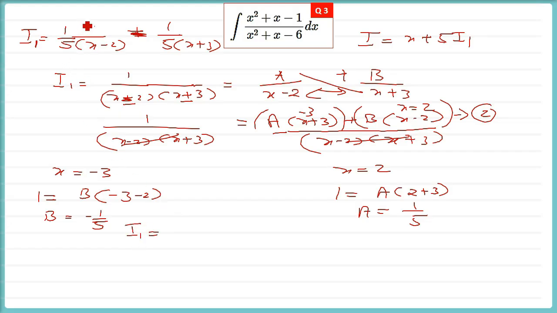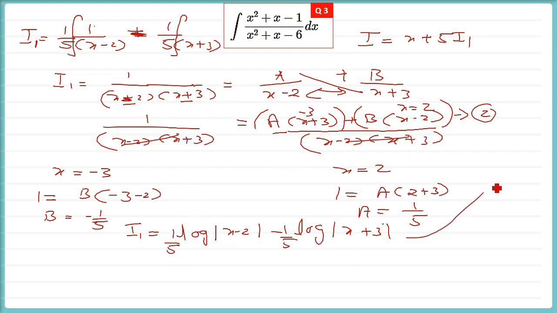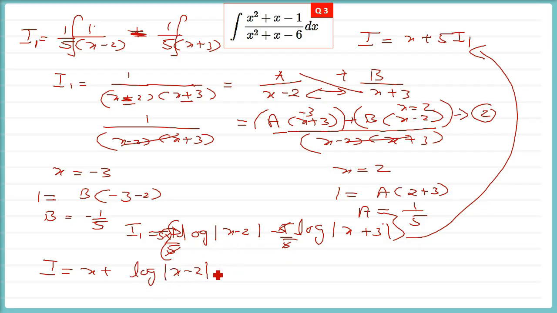So this I1 will be 1 by 5, we can take outside from both the terms. So this will be log modulus of x minus 2, because the integration of 1 by x is log x. Log x minus 2 minus log x plus 3, and don't forget about this 1 by 5. Now you need to multiply this by 5, because you have to add x after multiplying it with 5. When you multiply it by 5, the 1 by 5 will vanish. So only this log modulus of x minus 2 and minus log modulus of x plus 3 will remain.